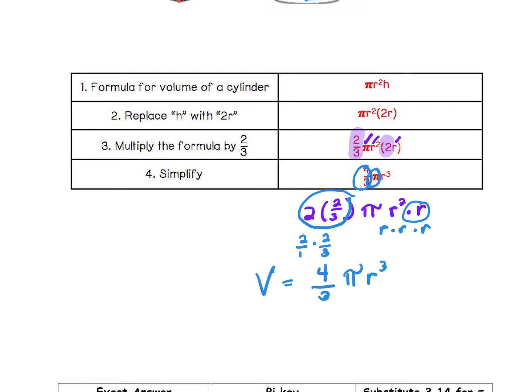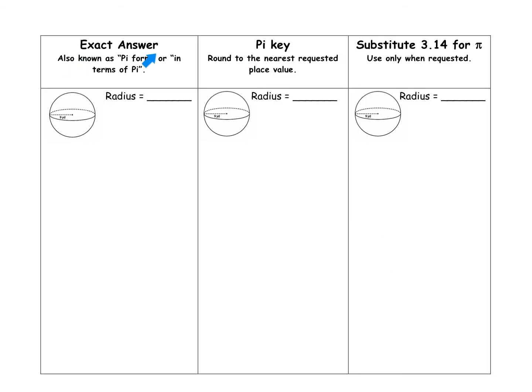So now let's try using it. We're going to start with the exact answer. That's the easiest to find. That's where we leave the pi symbol in the math. And as we look at this, the only measurement we need is the radius. And I see the radius as 9 yards. So we're going to write that, 9 yards. Now, as usual, we always start with the formula. The formula is volume of a sphere equals 4/3 times pi times r to the third power.